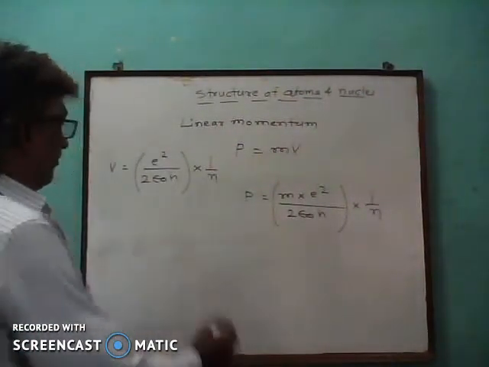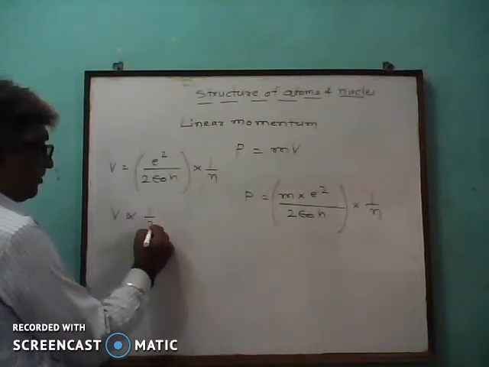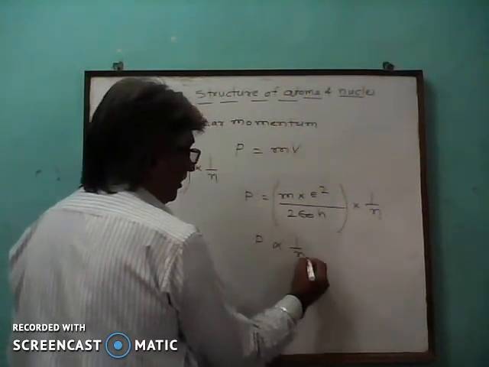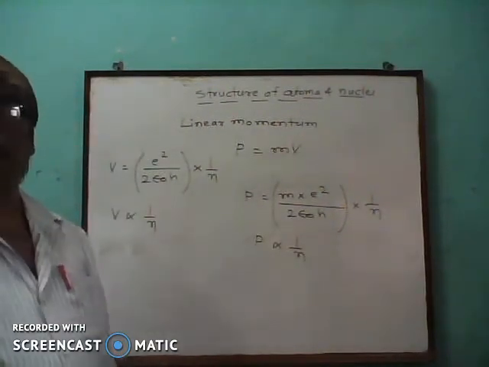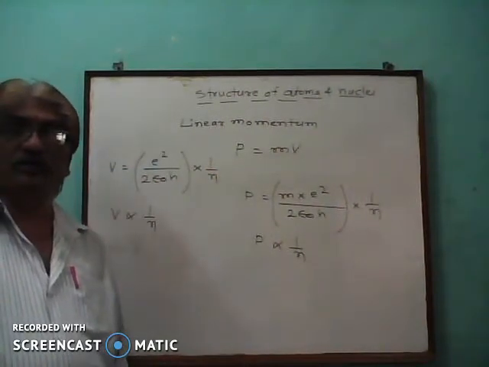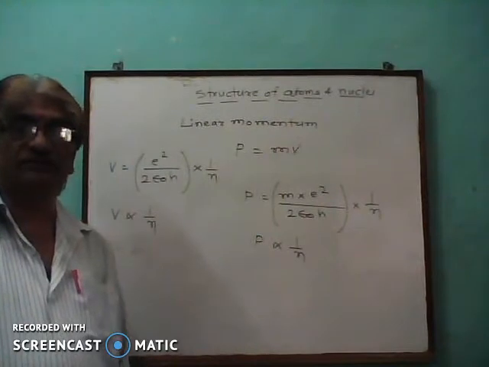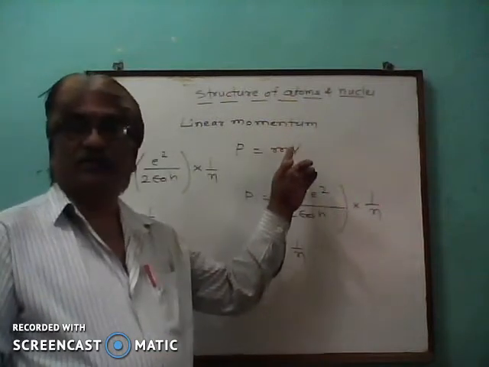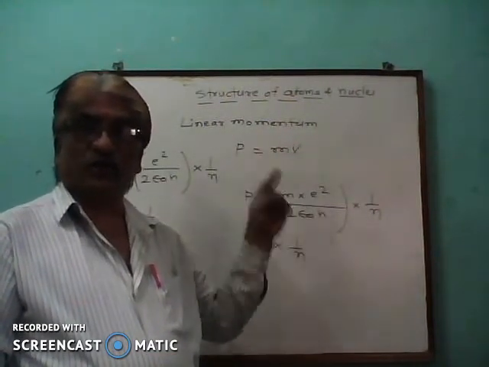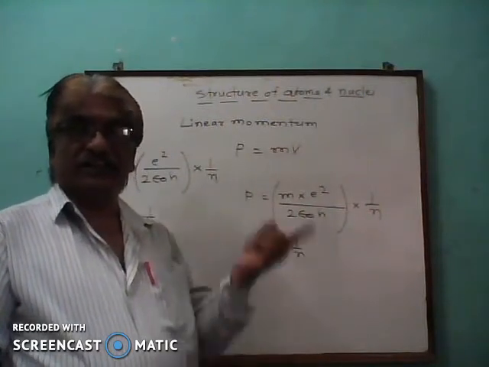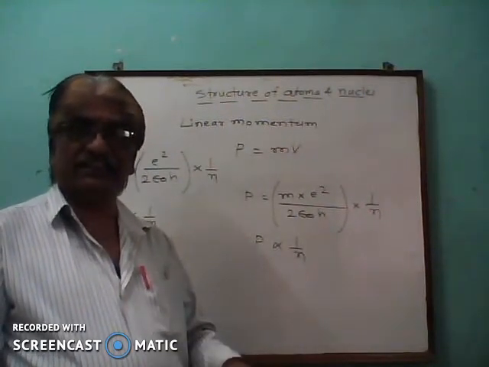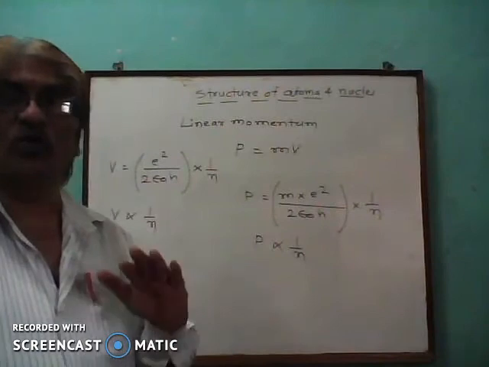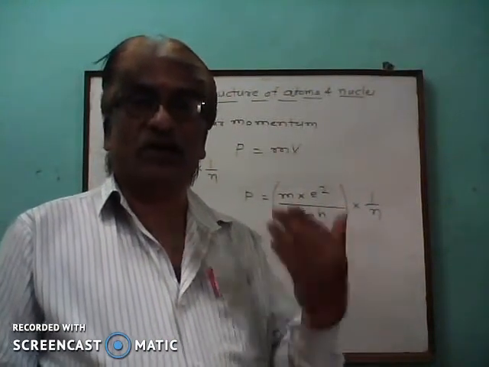See here, velocity is also inversely proportional to principal quantum number, and linear momentum of electron is also inversely proportional to principal quantum number. Okay, means we can find out radius, velocity, angular velocity, time period, frequency, current, linear momentum. Also, we want to find angular momentum.